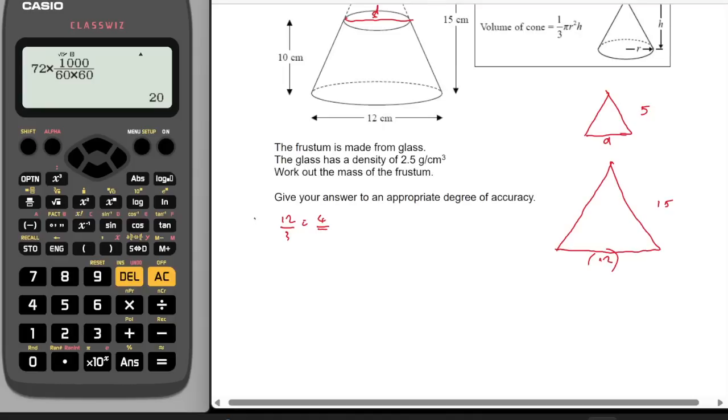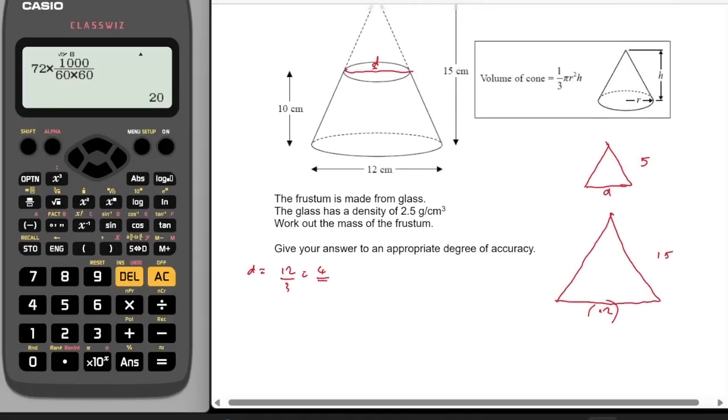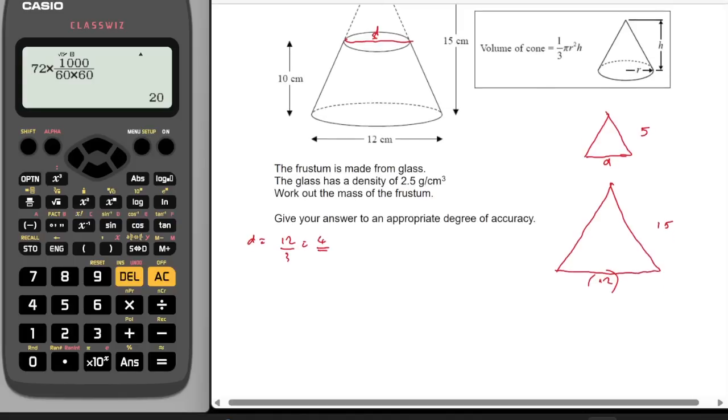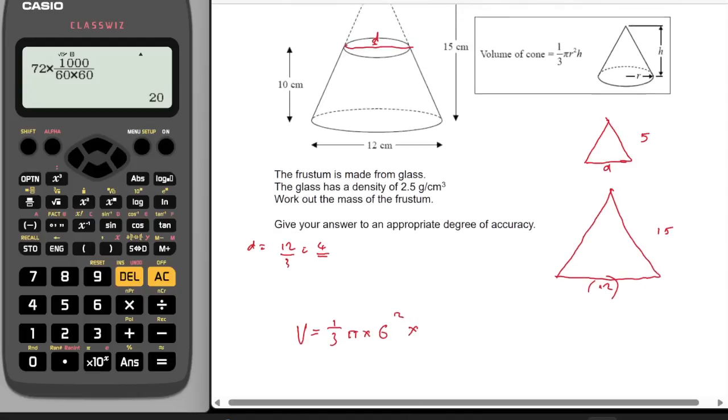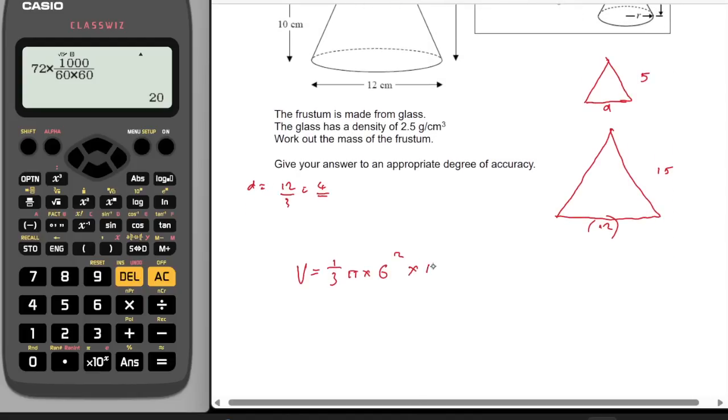So the diameter is going to be 12 divided by 3, which would be 4. From there I can work out the volume of the frustum. So the volume of the frustum is going to be the volume of the larger cone, which would be 1/3 of pi times the radius, which is going to be 6, squared, times the height of the full cone, which would have been 15.